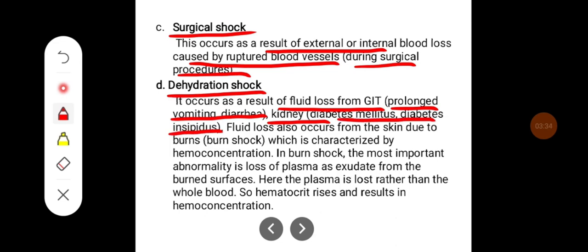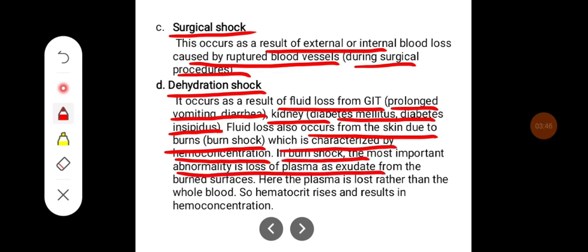Fluid loss also occurs from the skin due to burns, which is also called burn shock, and which is characterized by hemoconcentration. In burn shock, the most important abnormality is loss of plasma as exudate from the burned surfaces. Here the plasma is lost rather than the whole blood, so hematocrit rises as a result, which is going to result in hemoconcentration.